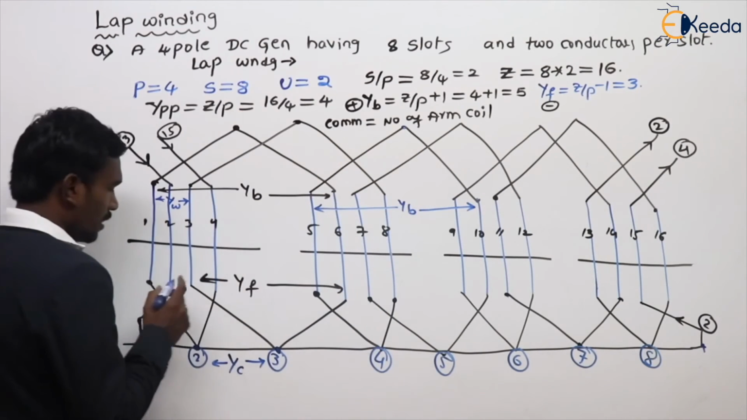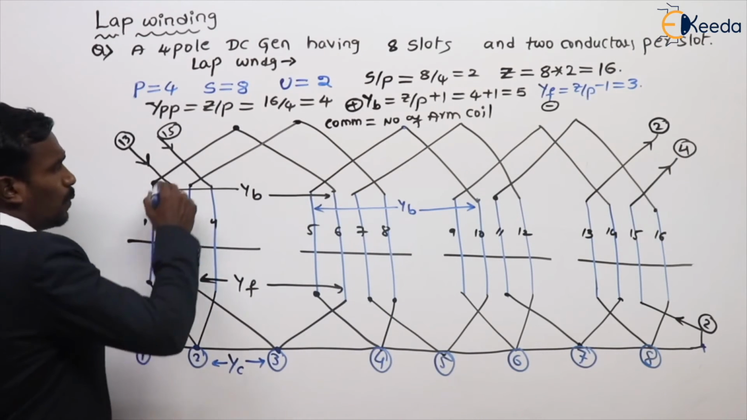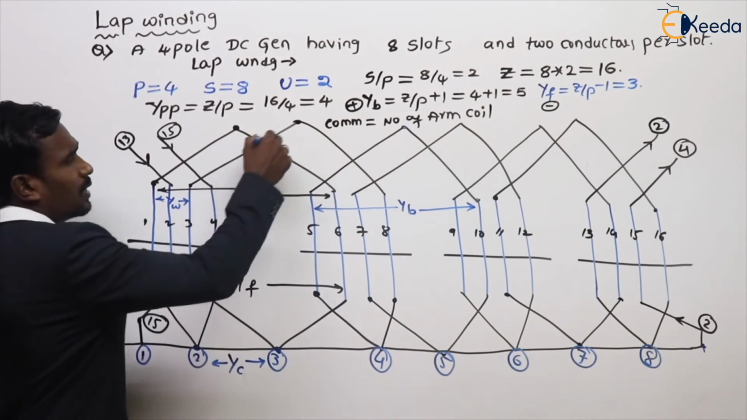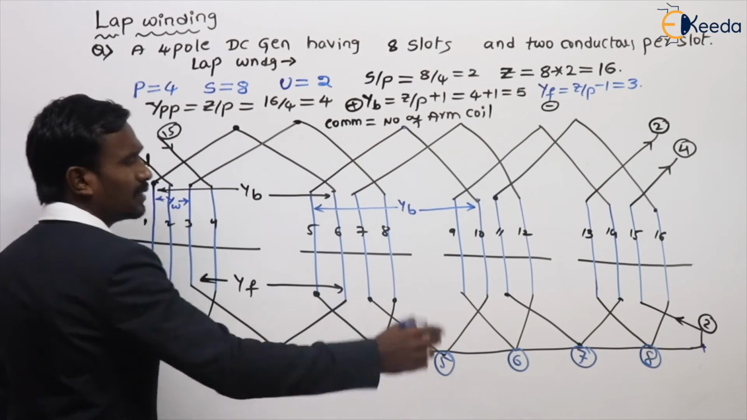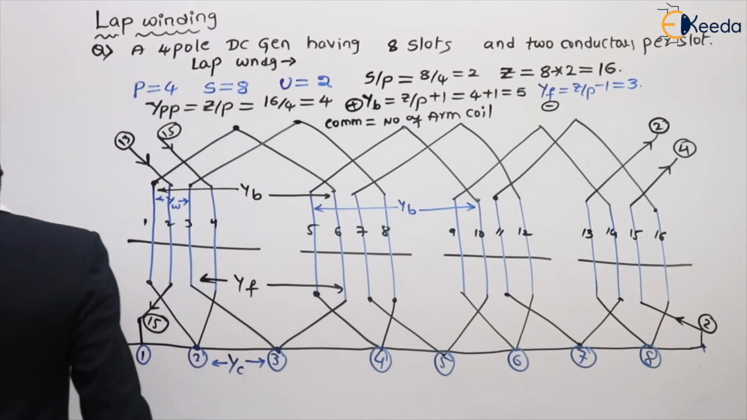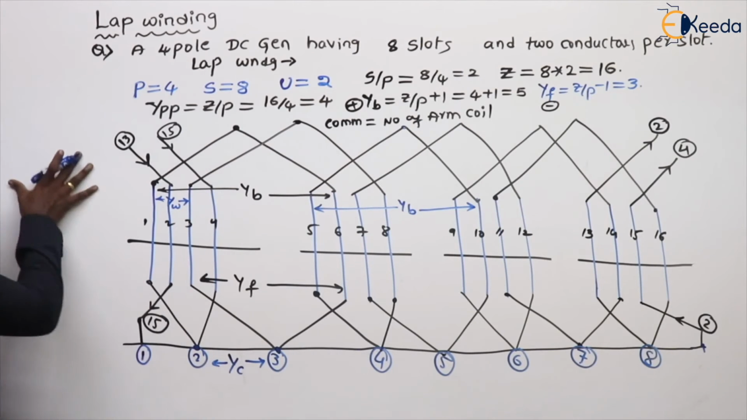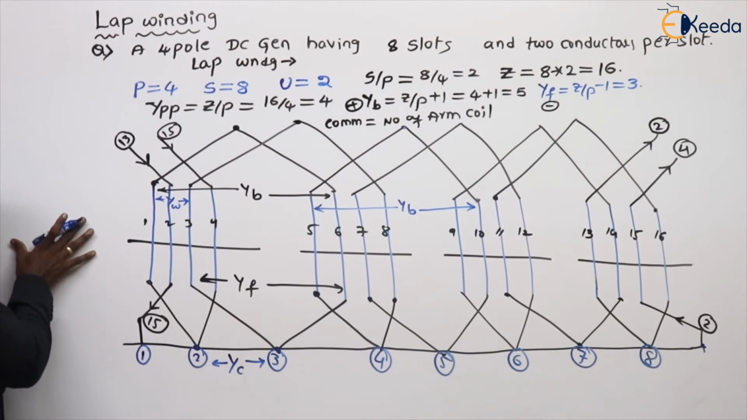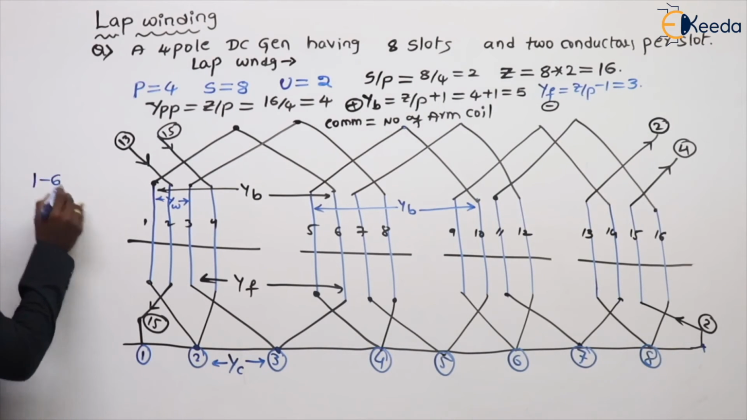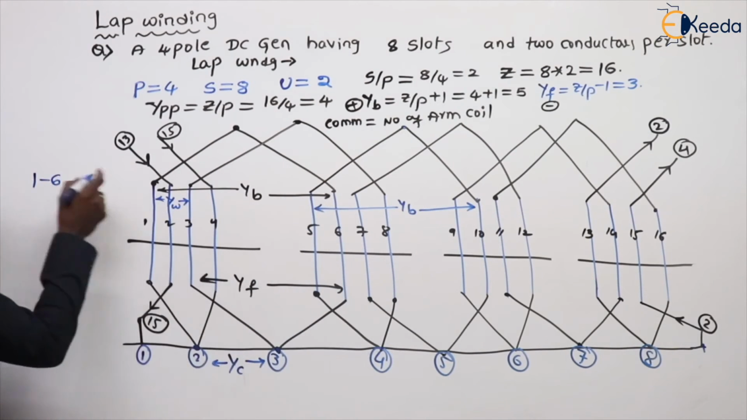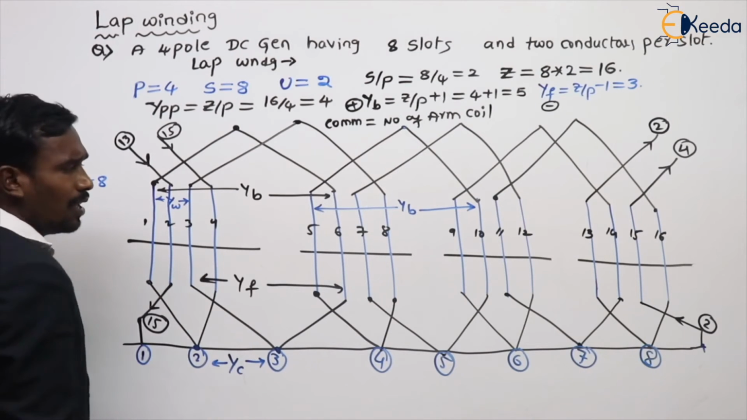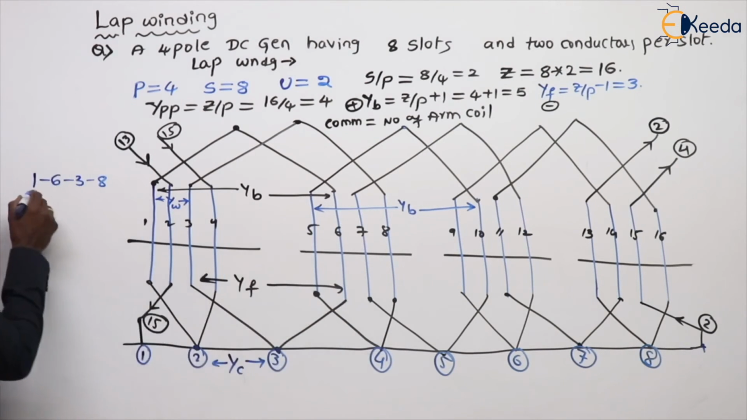So see here, this is one parallel path: 1, 6, 3, 8. What is the number of parallel paths? Let's see here. Is it clear? The first parallel path is 1, 6, 3, 8. This is the first parallel path. And after this, what is the next parallel path?